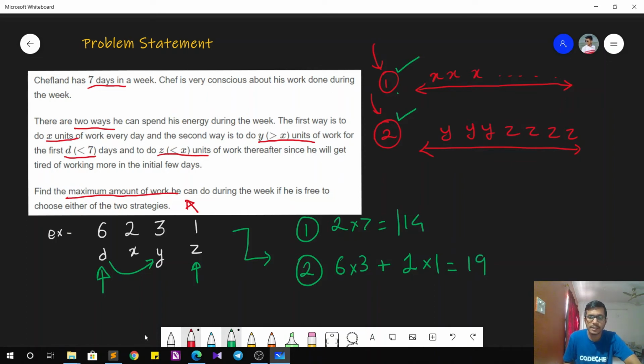So first strategy, the amount of work is 14. Second strategy, the amount of work is 19. So definitely the answer is going to be 19 because it is the maximum among these both. So this is pretty much the solution. We'll be given the data as there will be many test cases, and for each test case we will be having these 4 inputs D, X, Y and Z, and according to this data we have to just answer the maximum amount of work. Now, without wasting any time, let's get to the C++ implementation.